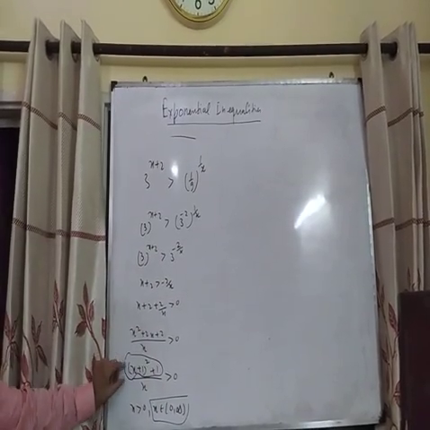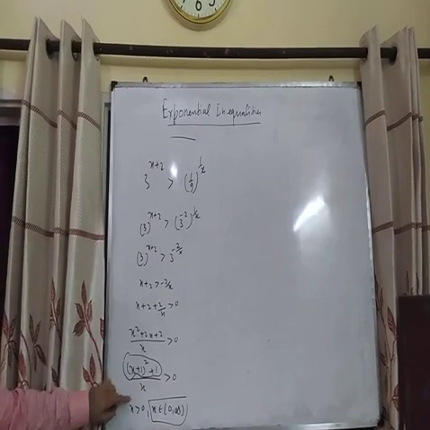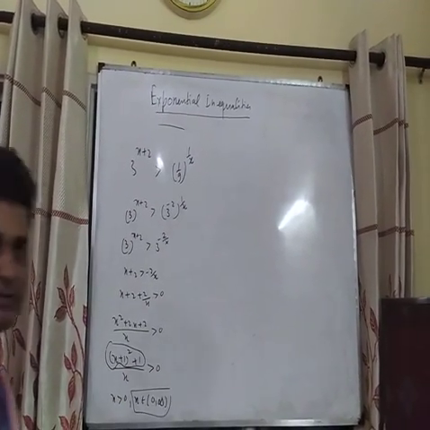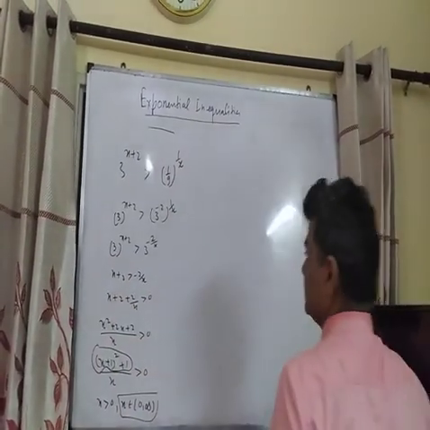The numerator is positive, so the denominator should also be positive. So x is greater than 0, it should be. x is from 0 to infinity. Now we are moving to the next question.